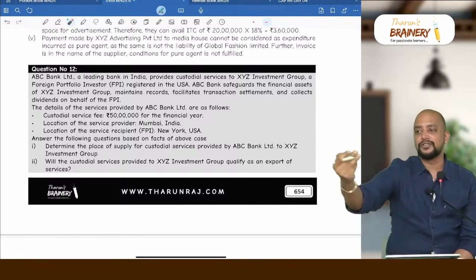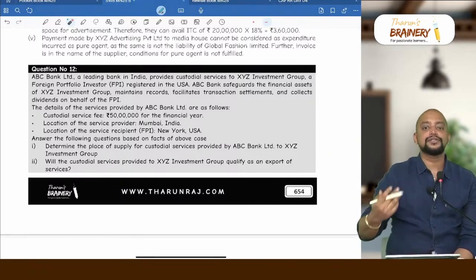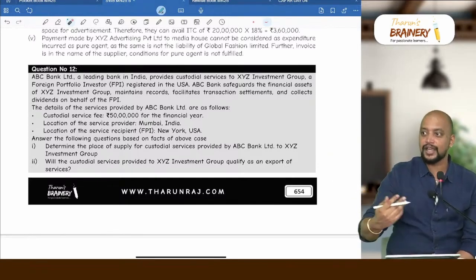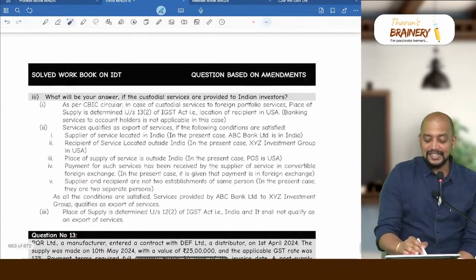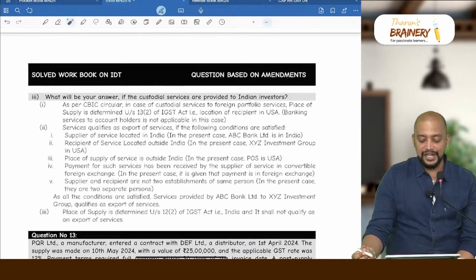So answer positively, don't answer negatively. Always, to the extent possible, answer positively, okay? Positivity helps. Then next, what will be your answer if the custodial services are provided to Indian investors?